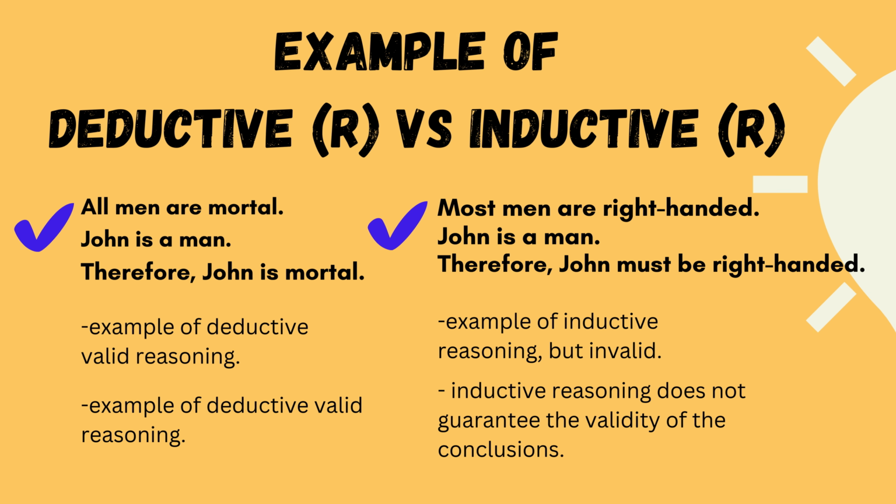For example, all men are mortal. John is a man. Therefore, John is mortal. This is an example of valid deductive reasoning. On the other hand, here's an example of inductive reasoning. Most men are right handed. John is a man. Therefore, John must be right handed. The strength of this inductive argument depends upon the percentage of left handed people in the population. In any case, the conclusion may be invalid because inductive reasoning does not guarantee the validity of the conclusions.